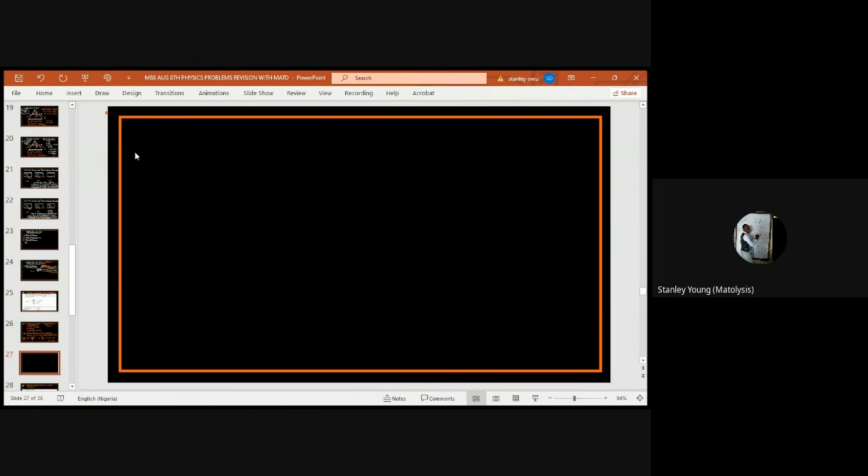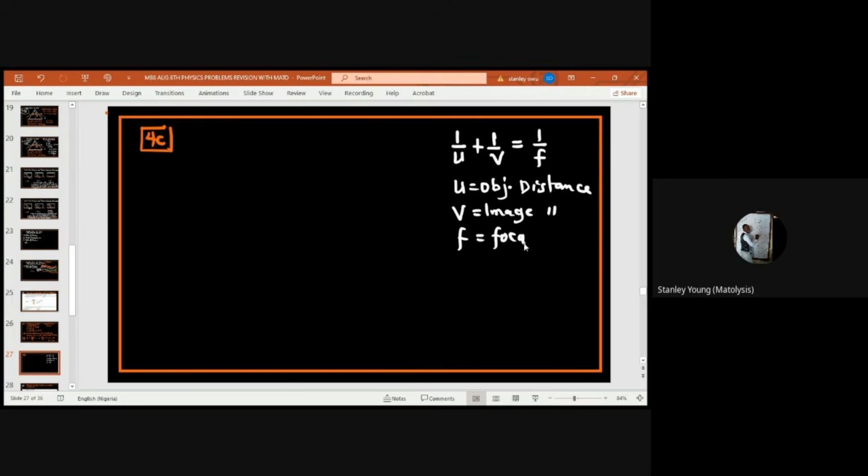Let's see. So things I need you to know here. The formula, we have what they call mirror formula. It's also applicable to lenses. 1 over U plus 1 over V equals 1 over F. U there means object distance. V means image distance. F means focal length.